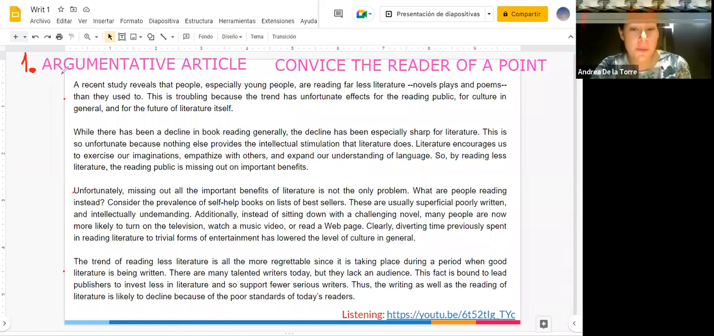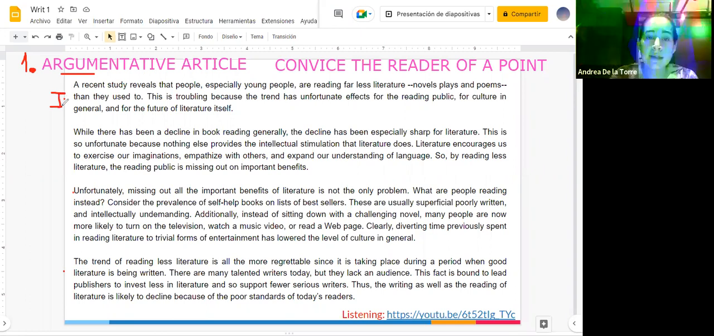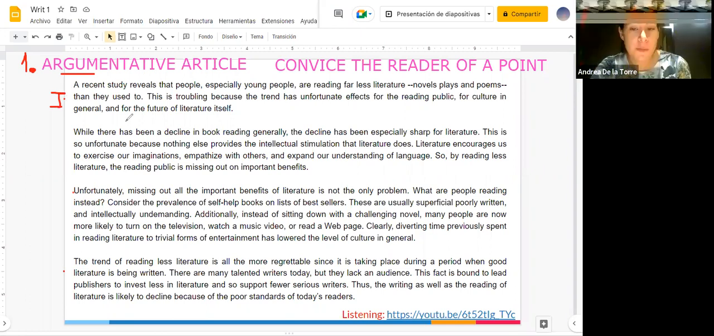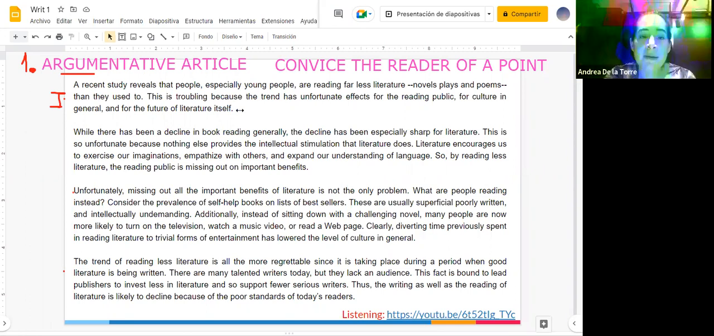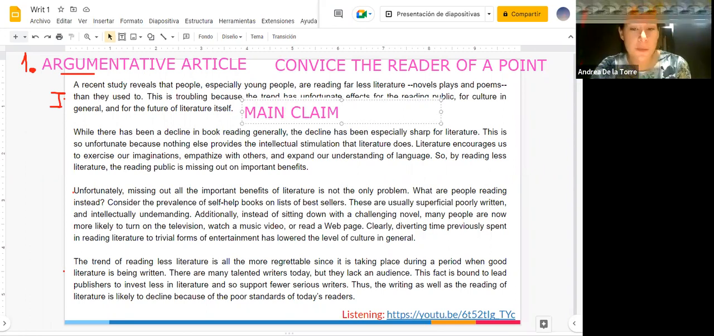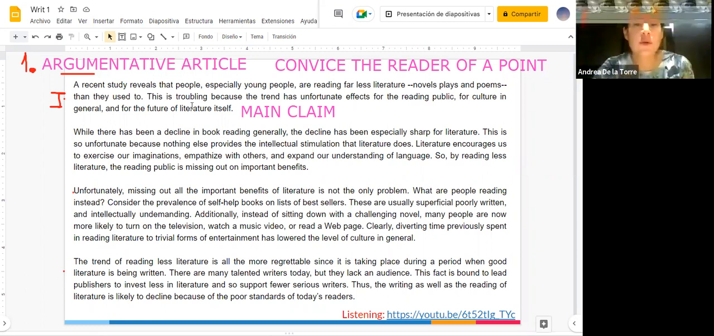Now, when you have the case of an argumentative article, these paragraphs are going to be like this. In the first one, you will have an introduction, right? In the introduction, you will have the main argument or the main claim, the main point. So in the introduction, you should be able to identify the perspective of the author's point of view about this topic. So what is the topic? What would you guys say this is about? What is the topic?